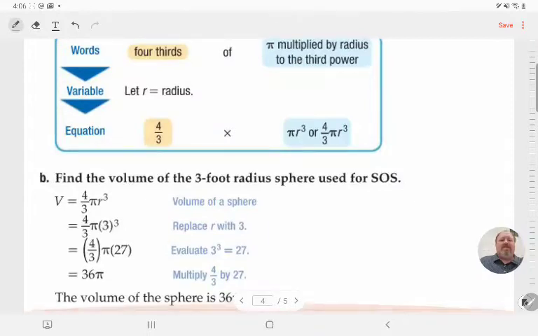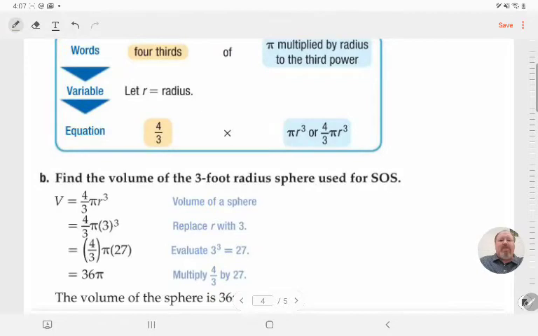for SOS. So if we know what the radius is, we just plug that in for the r. So we plug 3 in. So we would have 4/3 pi. We have to evaluate our exponents. So 3 times 3 times 3 is 27.